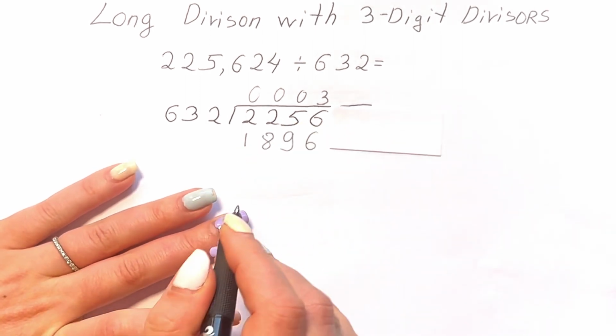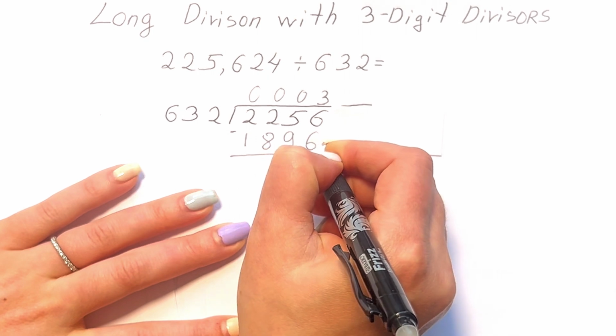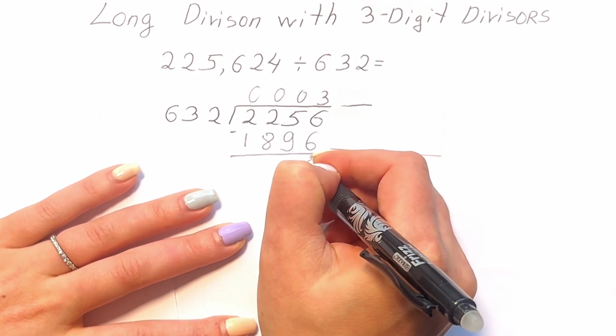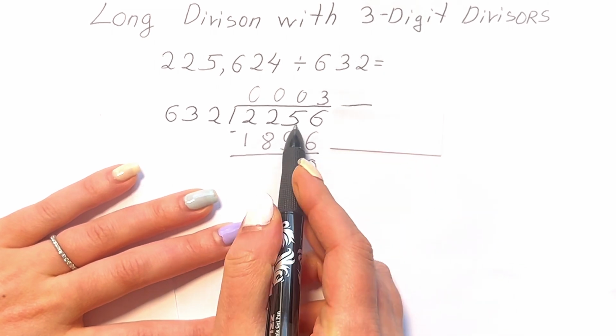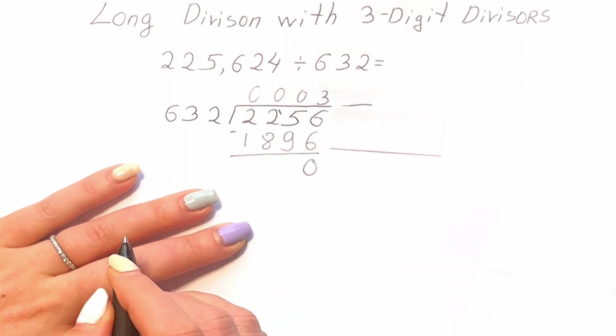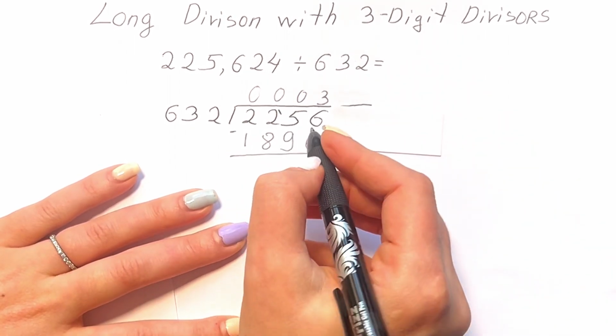Okay, now I'm gonna subtract to get the remainder. 6 minus 6 is 0. 5 minus 9, I can't do that. I'm gonna borrow from the next digit. 15 minus 9 is 6.